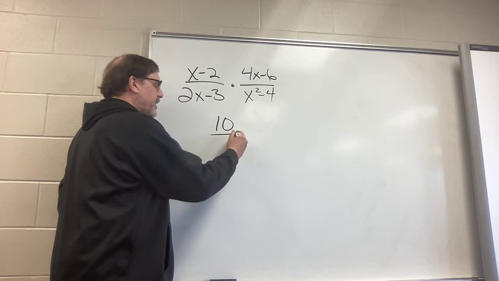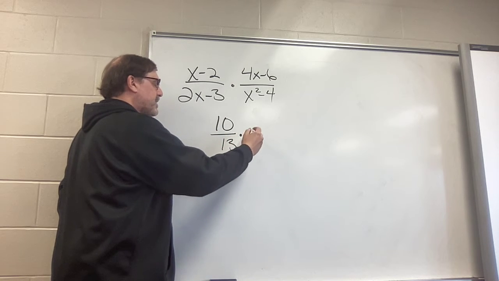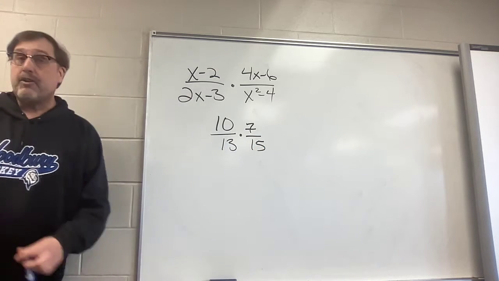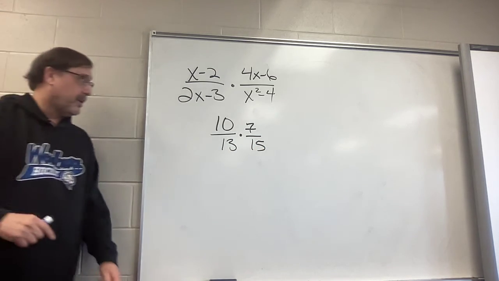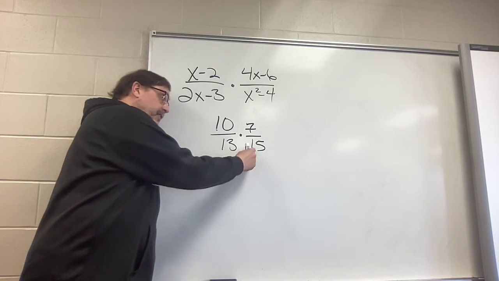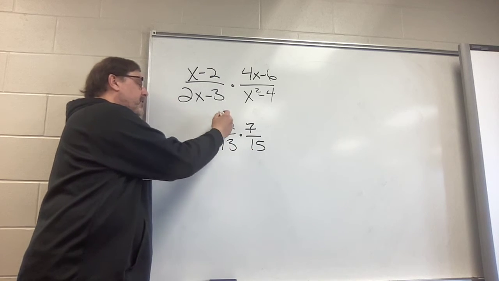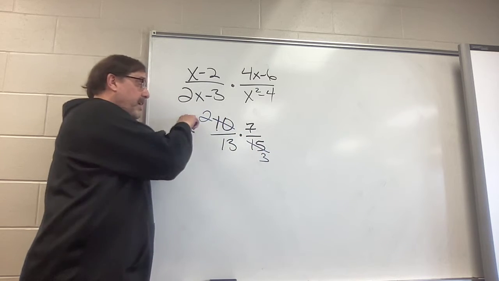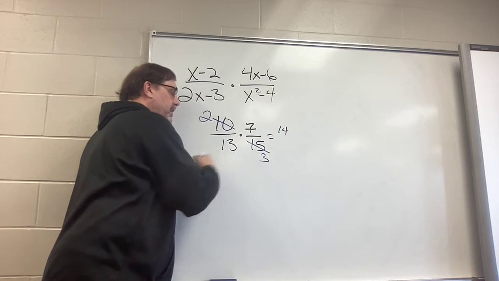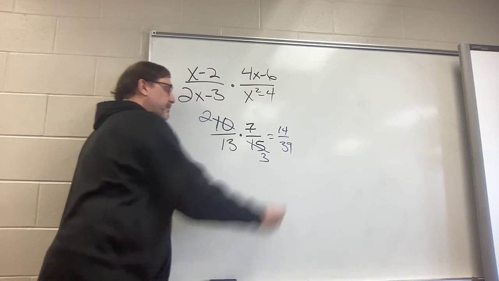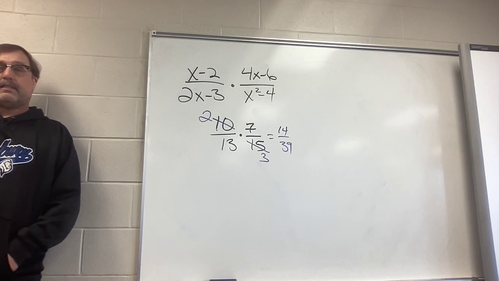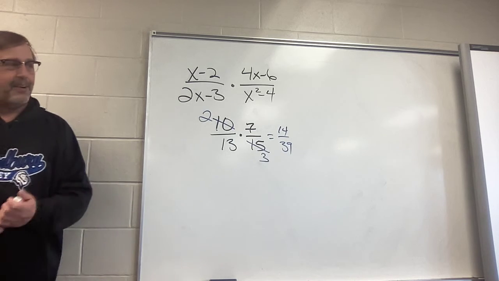Then, depending on who your elementary teacher was, you might have gone 10/13 times 7/15. And you might have had this with your elementary teacher. Hey, 5 goes in here twice and 5 goes in here 3 times. And then you could just multiply 2 times 7, and you could multiply 3 times 13. Say, my elementary teacher taught that.